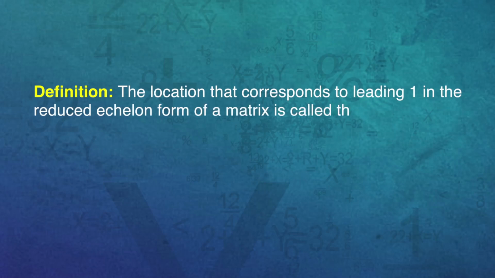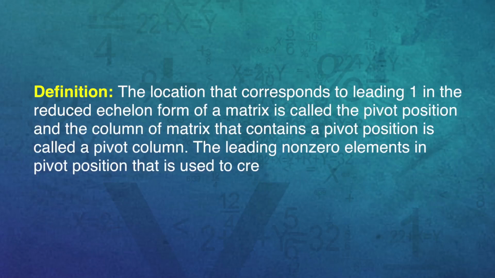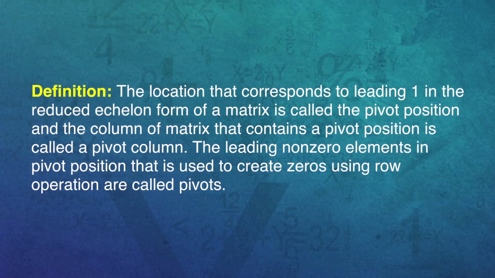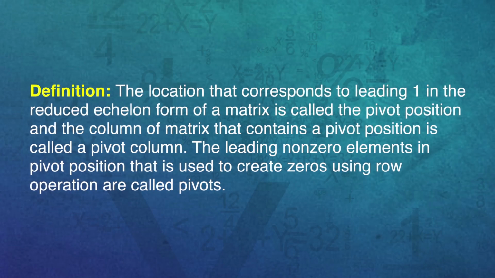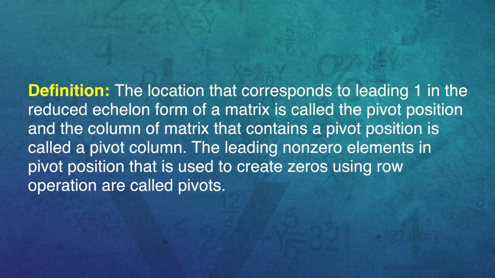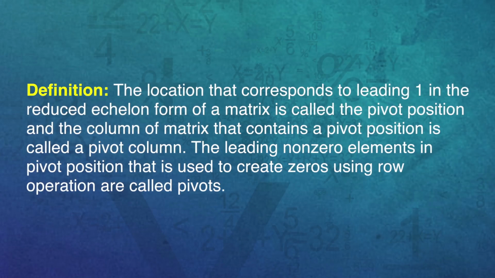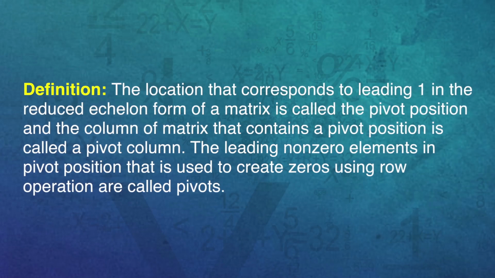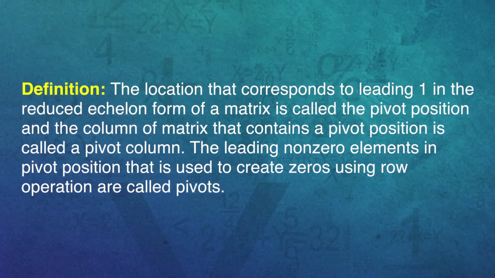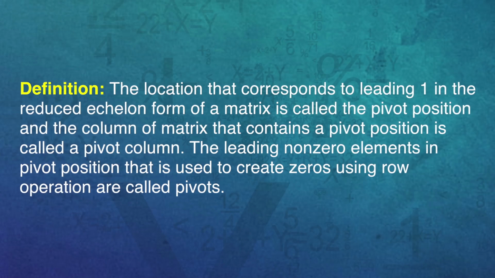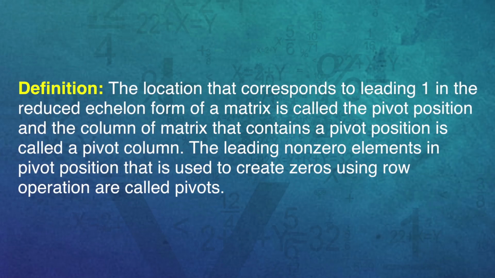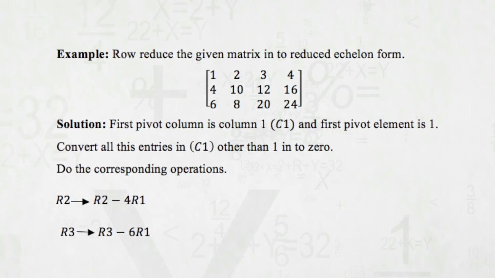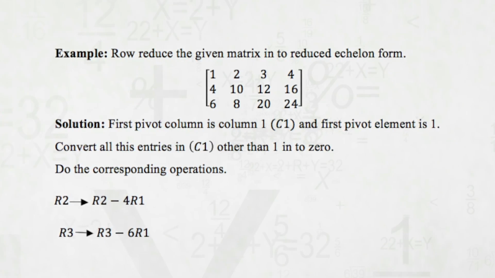A definition says, a location that corresponds to a leading 1 in the reduced echelon form of a matrix is called the pivot position, and the column of a matrix that contains a pivot position is called a pivot column. The leading non-zero elements in a pivot position that are used to create zeros using row operations are called pivots. An example we shall see now: row reduce the given matrix into a reduced echelon matrix.